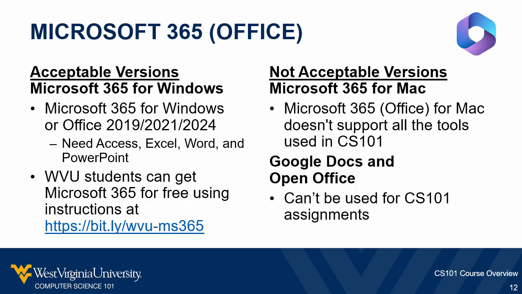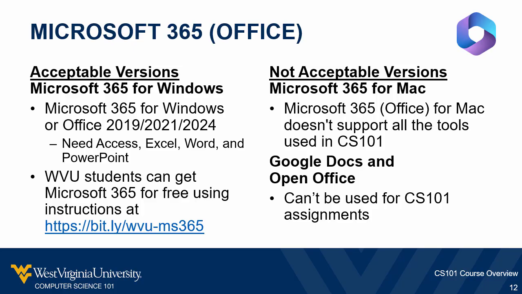Or if you have Office 2019 or newer, so 2019, 2021, 2024, those will also work for what we're going to cover in class. You will need to have versions of Microsoft 365 or Office that include Access, Excel, Word, and PowerPoint. There are some versions of Office out there that don't include Access. And that's not going to work if you're trying to use one of those versions because a number of our assignments are built around Access.